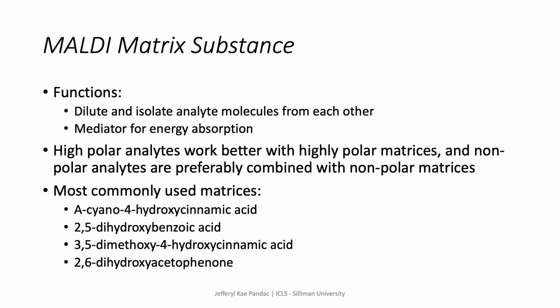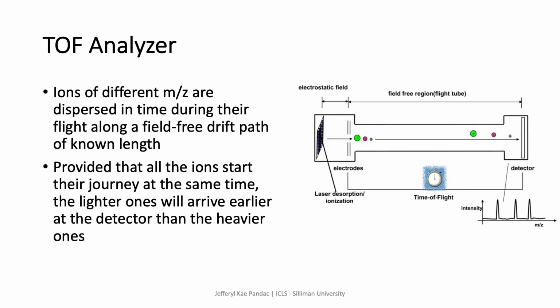In general, highly polar analytes work better with highly polar matrices, and nonpolar analytes are preferably combined with nonpolar matrices. Currently, the most commonly used matrices are alpha-cyano-4-hydroxycinnamic acid, 2,5-hydroxybenzoic acid, 3,5-dimethoxy-4-hydroxycinnamic acid, and 2,6-dihydroxyacetophenone. The time of flight analyzer is also a very important component of MALDI-TOF mass spectrometry.